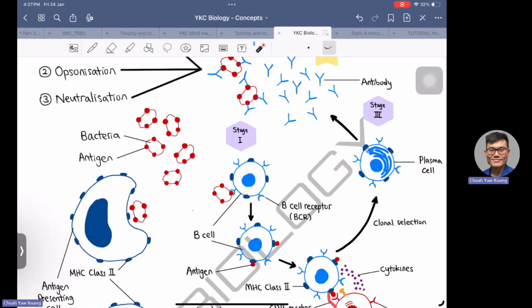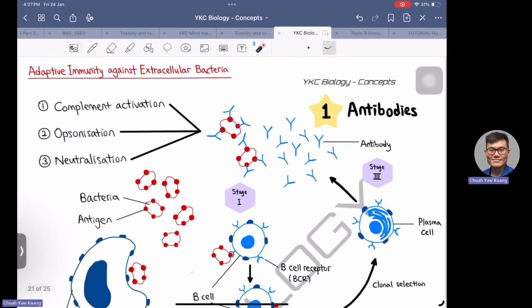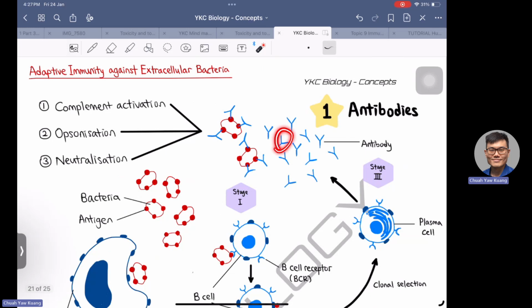So the production of the plasma cell, which is the effector cell of the B cell, means that it will start the production of the antibody. The plasma cell will release the antibody, and this will mean that this is the starting of stage number 3. All of this antibody, once it's being released, can go and bind with the antigen on the surface of this bacteria.